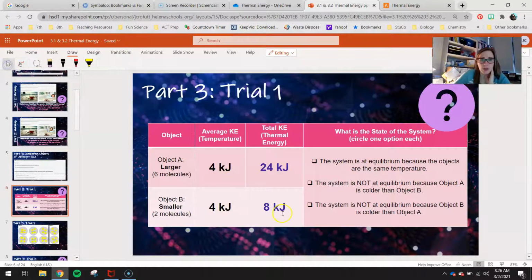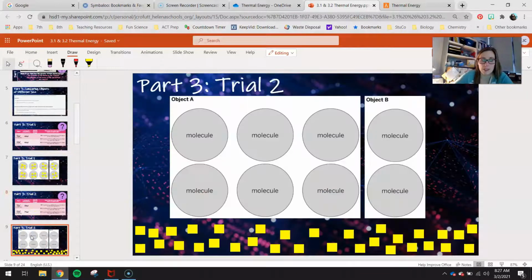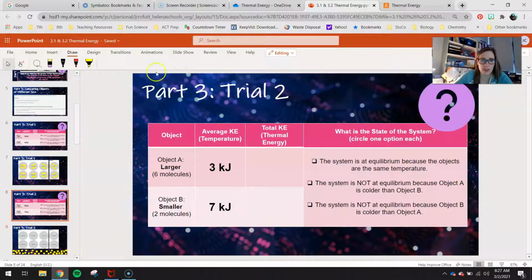All right, moving on, you guys will do trial two and trial three, so you will need to set these ones up on your own. I have your own little model right below that you will be able to move the yellow cubes around. So here's part three, trial two. Your object A, each of those has 3 kilojoules of energy. Each of the 6 molecules in object A has 3. And since object B only has 2 molecules, each of those has 7.